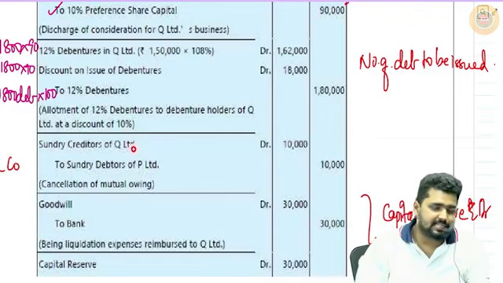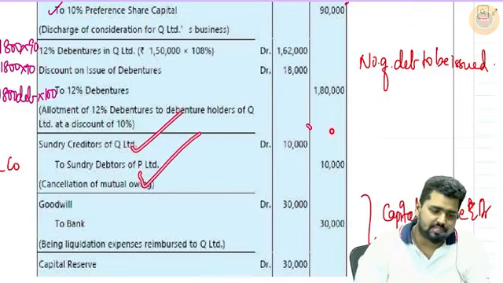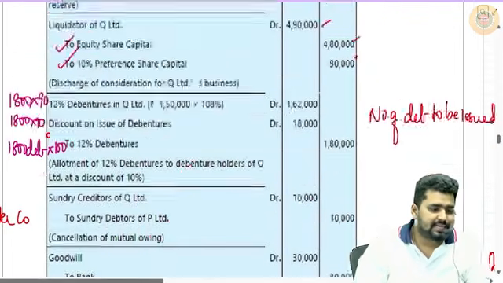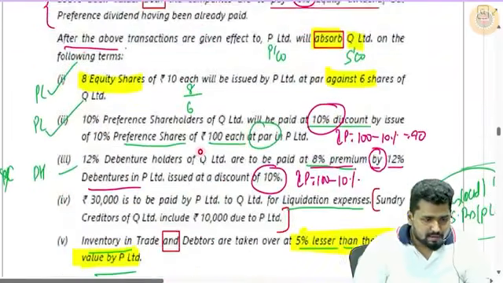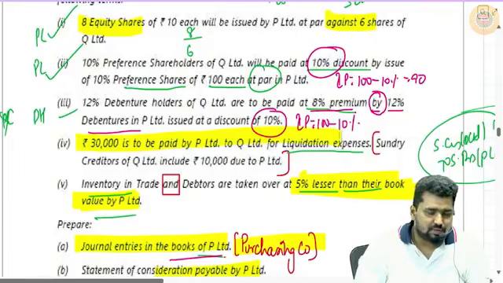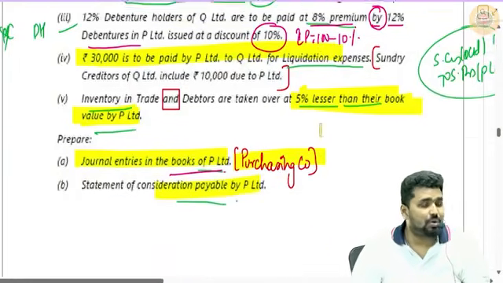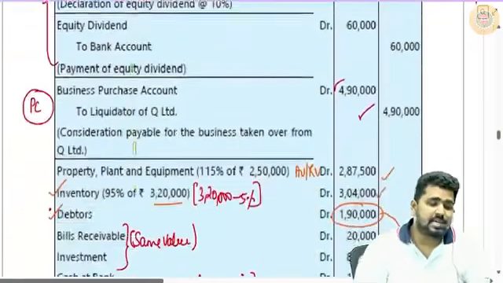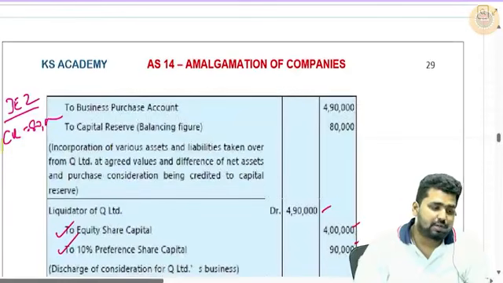And after this, in mutual owings, there itself we pass the entry. You remember when I was teaching the sum, sundry creditors to sundry debtors, 10,000 is the mutual owings. Clear? Then liquidation expenses we have seen. How much are the liquidation expenses as per the question? Liquidation expenses is 30,000. Amalgamation in the nature of purchase? No.